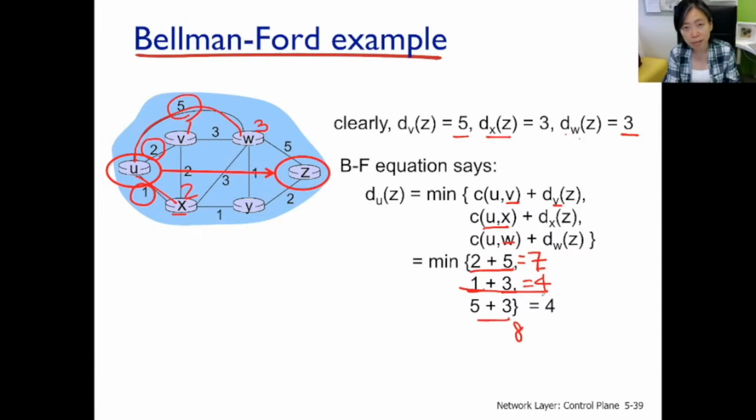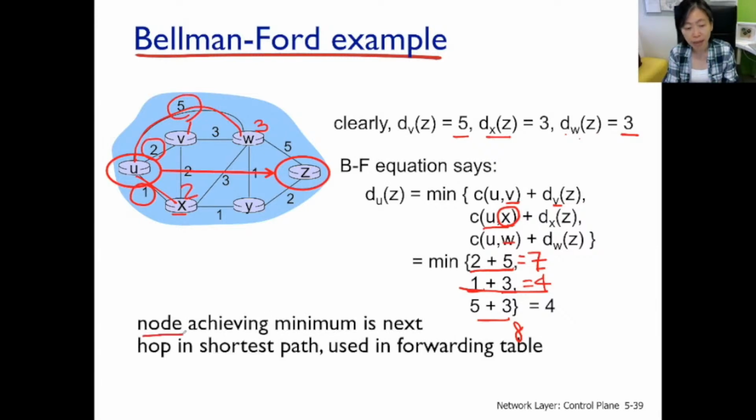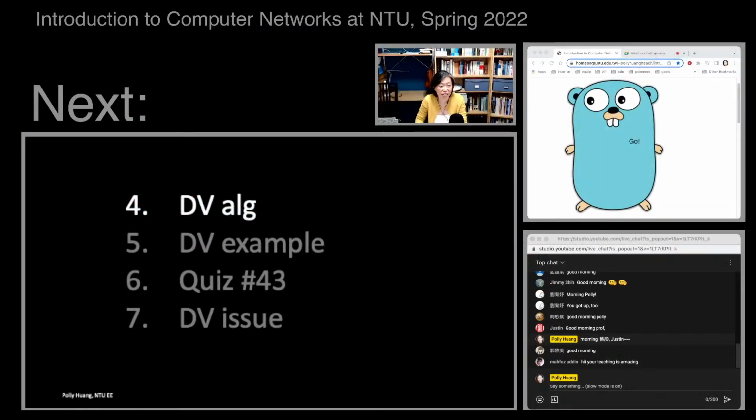This is the minimum cost from U to Z. And you know what? X is the neighbor that gives you the minimum cost. Therefore, X is the next hop leading to the shortest path. And the link pointing to X is the link interface to insert in the forwarding table for destination Z. So that's the Bellman-Ford equation. We're going to call that equation repeatedly in the entire DV algorithm.